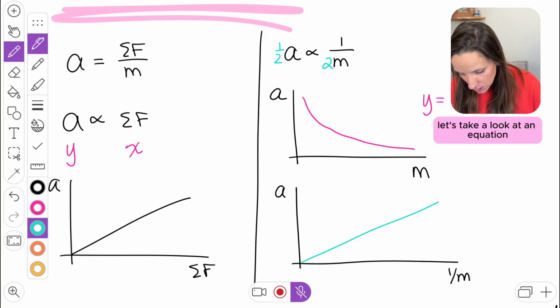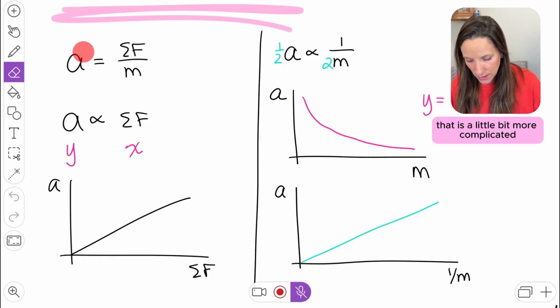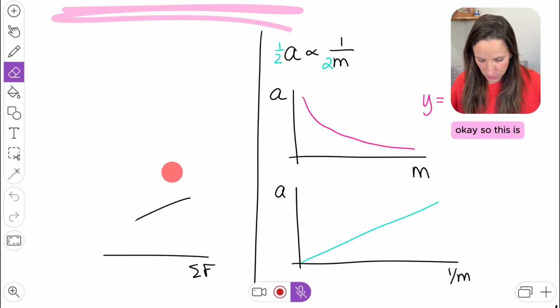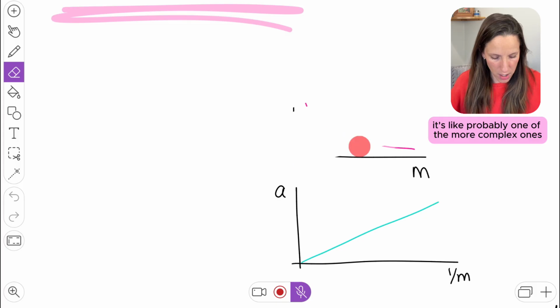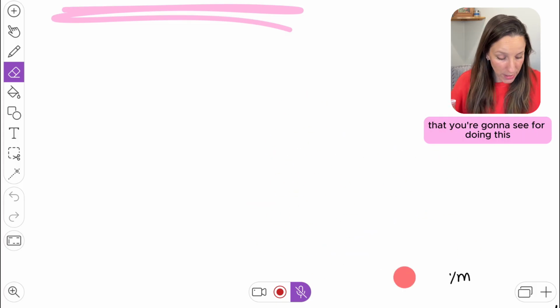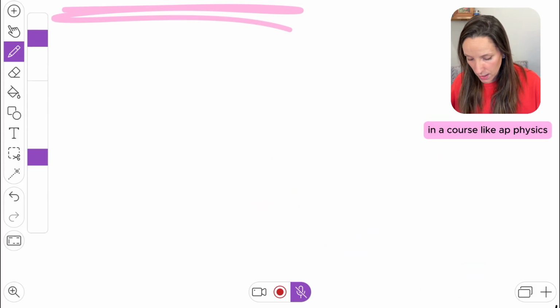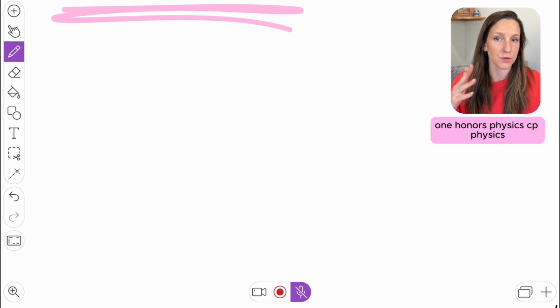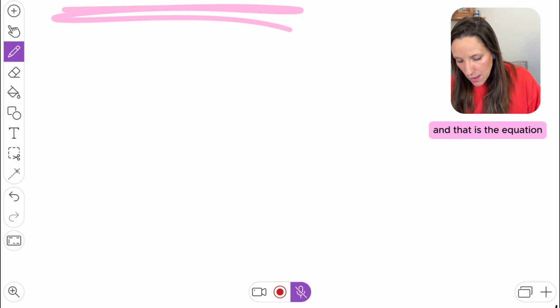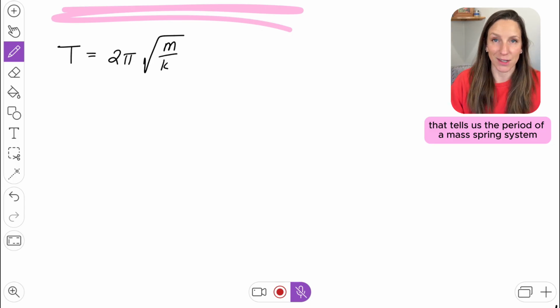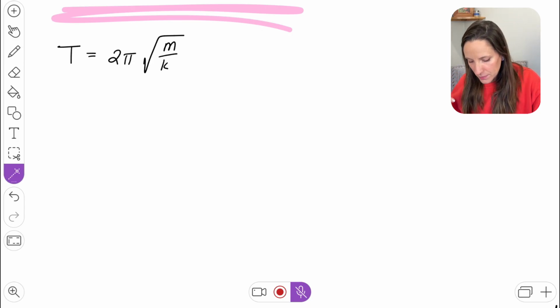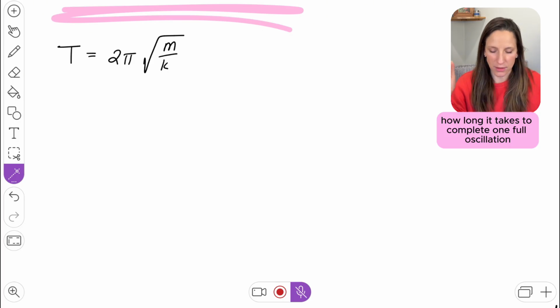So let's take a look at an equation that is a little bit more complicated. This is one that I like to give: here's an equation that's probably one of the more complex ones that you're going to see for doing this in a course like AP Physics 1, Honors Physics, CP Physics, and that is the equation that tells us the period of a mass spring system. In a mass spring system, the period is how long it takes to complete one full oscillation.